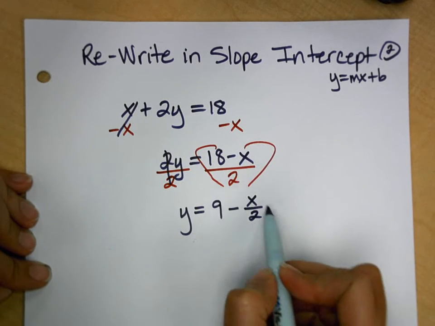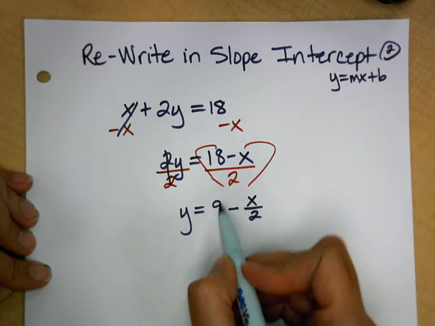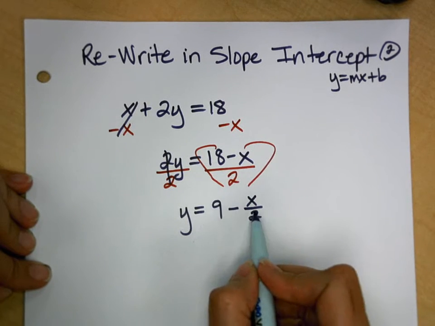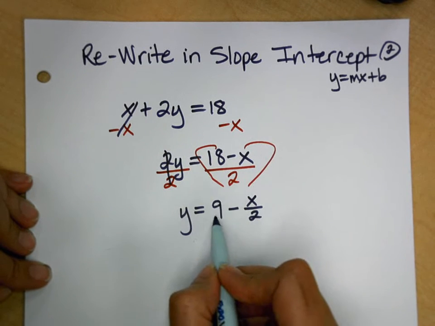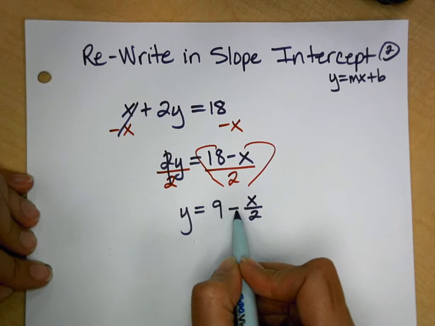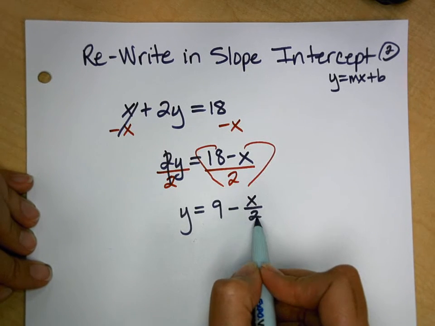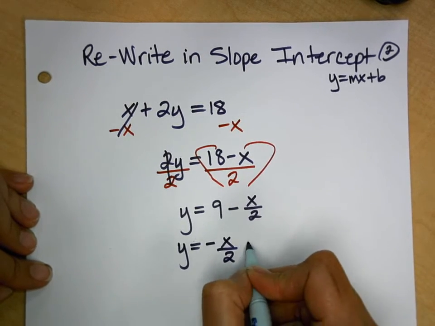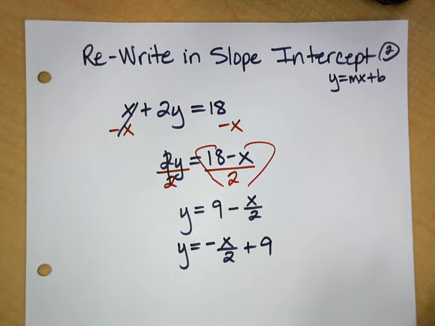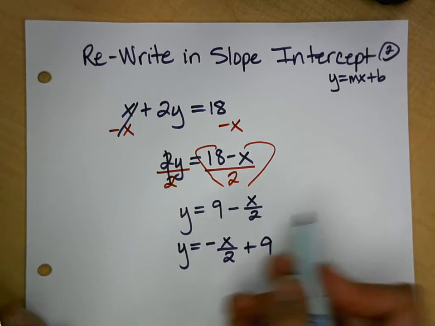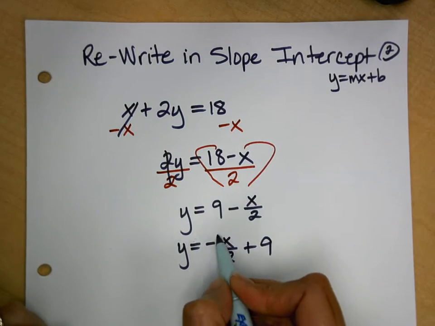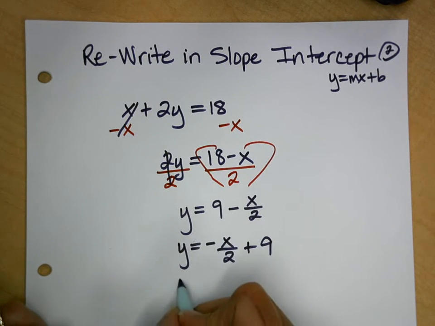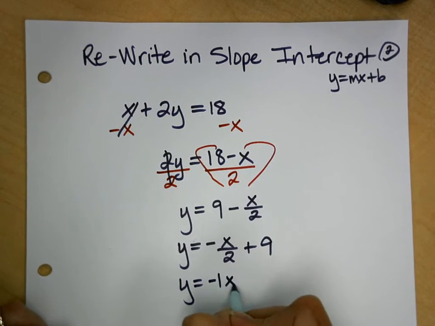So if I want this term to be my first term and this term to be my second term, I need to flip-flop them, but they have to keep their respective signs. This 9 is a positive 9. This fraction is a negative x over 2. Now I know it looks weird, we're almost there. This is a negative 1x, and so I really do have a fraction here of a 1/2. So let me write that for you.